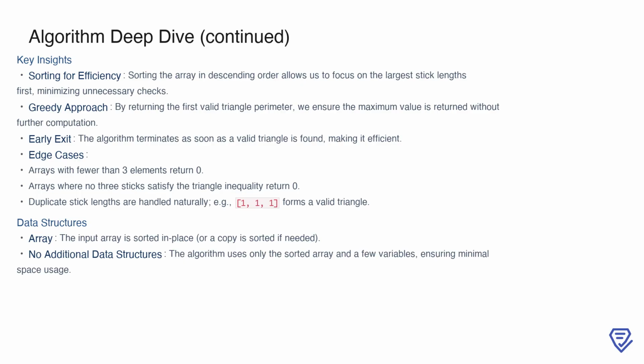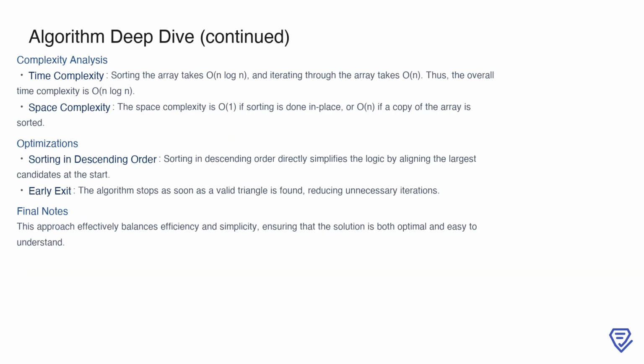This approach requires minimal data structures, relying only on the sorted array and a few variables, ensuring low space usage. Finally, let's analyze the complexity of the algorithm. The time complexity is dominated by the sorting step, which takes O(n log n). Iterating through the array to check for valid triangles requires O(n). Combining these, the overall time complexity is O(n log n).